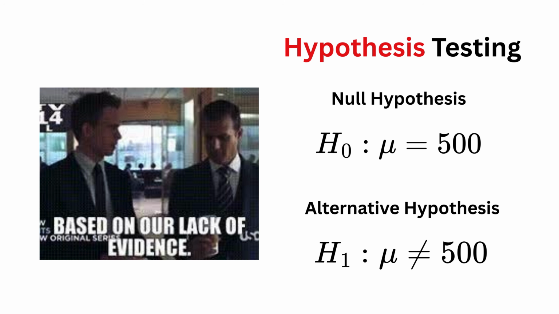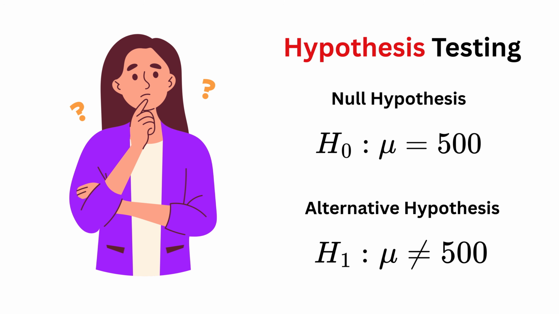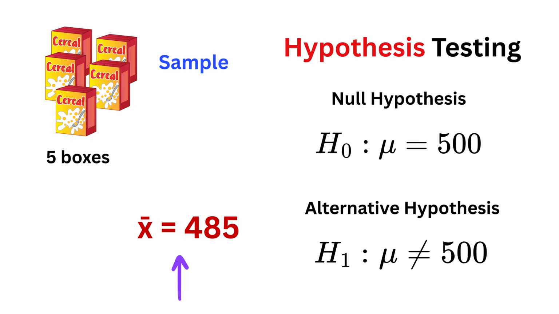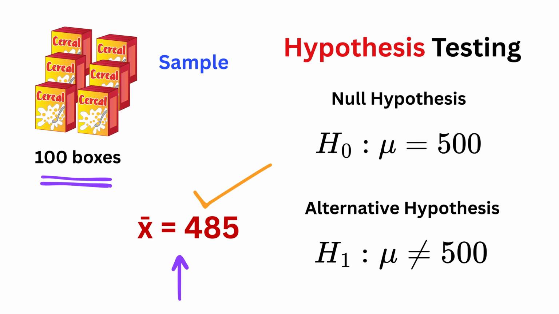Now, before we wrap this up, here's something that trips people up. The result of your test depends not only on the sample average, but also on how many items you sampled. A sample average of 485 grams might not be significant if you only checked 5 boxes, but it might be significant if you checked 100. That's because bigger samples give more reliable results. So whenever you do hypothesis testing, both the size of the sample and the variation in data play a role in how strong your conclusion is.